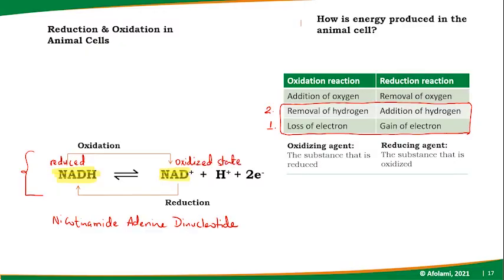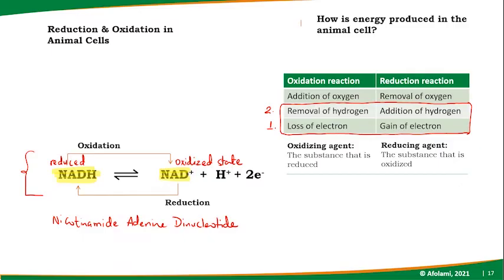So we'll be looking at what exactly happens during the transfer of electrons that will make us understand how oxidation and reduction is taking place. So keep in mind, we're looking at oxidation from the perspective of loss of electron and removal of hydrogen. We'll tackle that first.